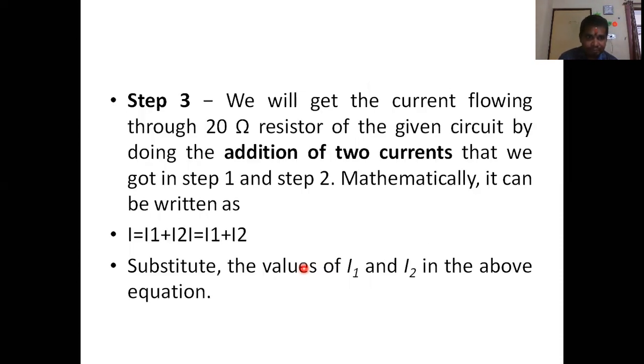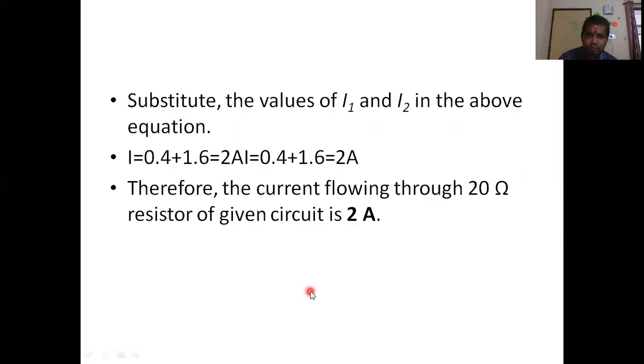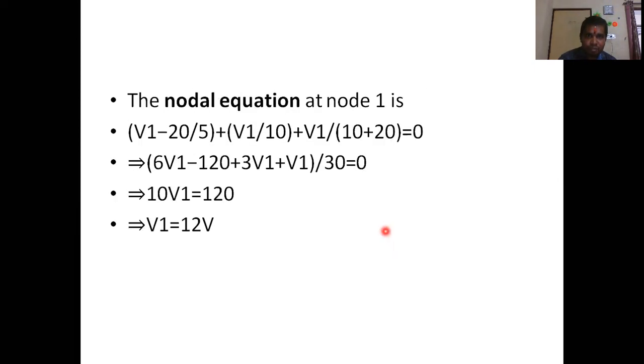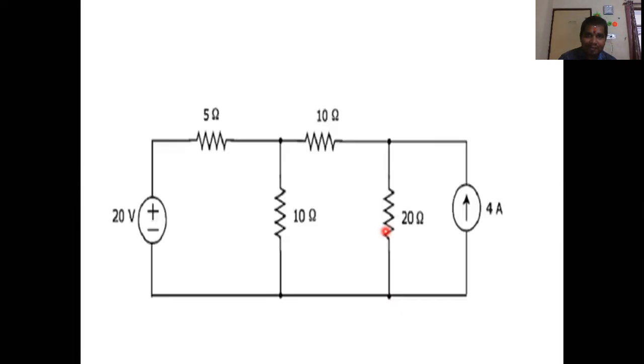Now the total current will be step 3, addition of both. So you have I equal to I1 plus I2, where I1 is the current determined by the voltage source and I2 the current determined by the current source. Simply substitute the values: 0.4 plus 1.6, so 2 ampere. That's all. So the 2 ampere is the current flowing in the 20 ohm resistance. If you want to check this answer, you can solve this network by considering both the sources together. If you solve this network as it is, here you will get a 2 ampere current.